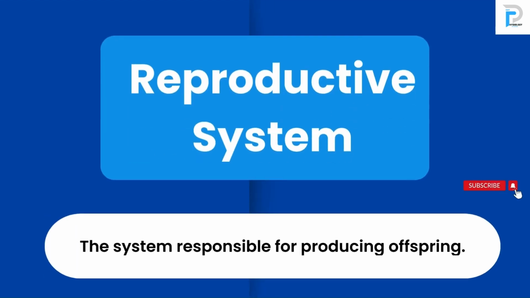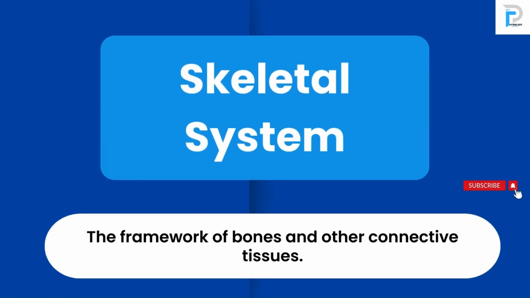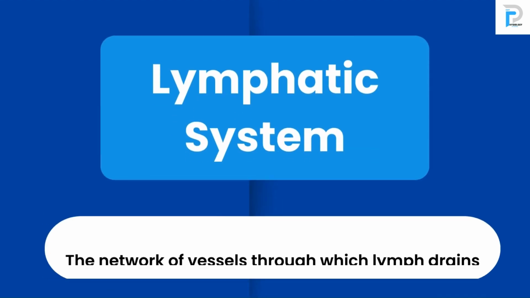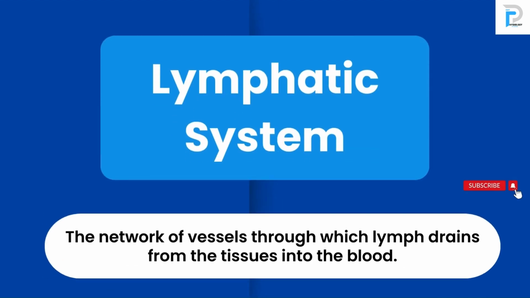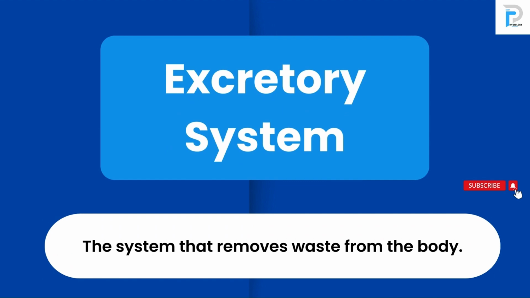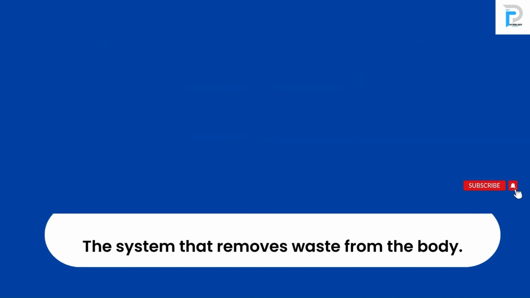Reproductive System. The system responsible for producing offspring. Skeletal System. The framework of bones and other connective tissues. Lymphatic System. The network of vessels through which lymph drains from the tissues into the blood. Excretory System. The system that removes waste from the body.